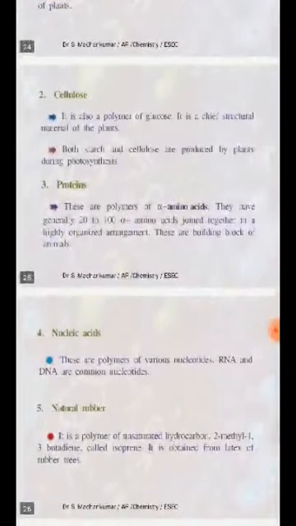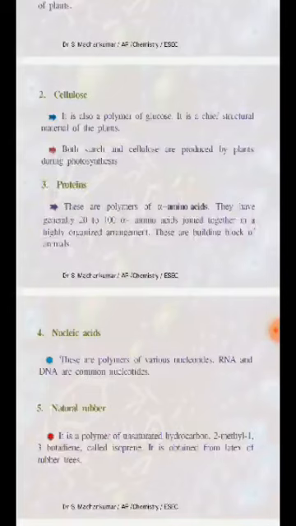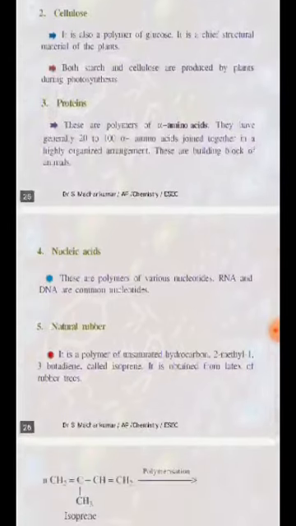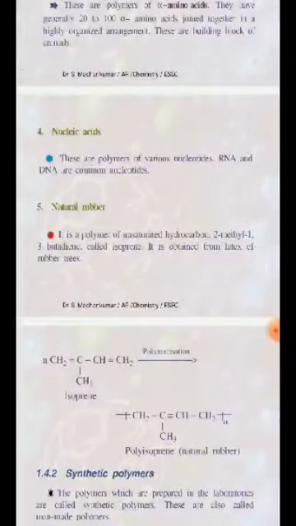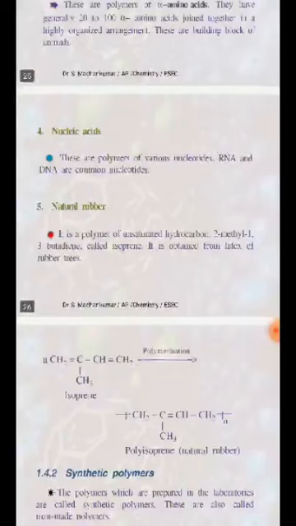Fourth one, nucleic acids. These are the polymers of various nucleotides. RNA and DNA are common nucleotides. Fifth one, natural rubber. Isoprene undergoes polymerization to form polyisoprene. This is one of the natural rubbers. It is a polymer of the unsaturated hydrocarbon 2-methyl 1,3 butadiene, called isoprene. It is obtained from the latex of rubber trees.